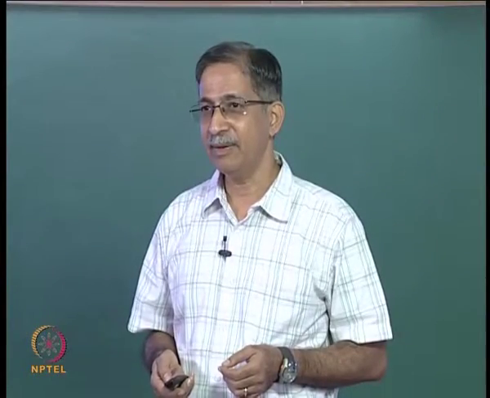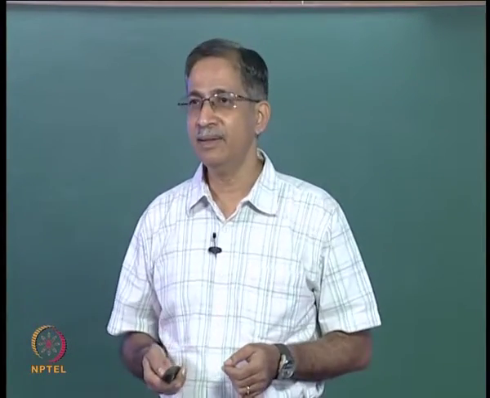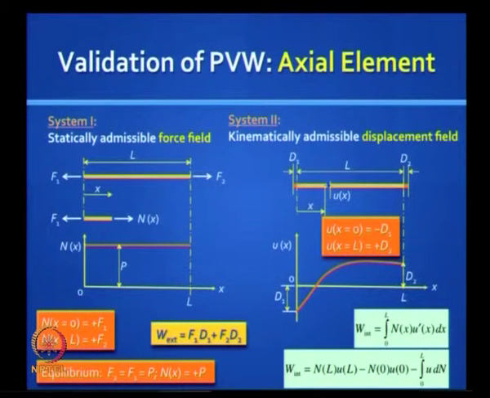If you invoke the expansion of that integral and apply the limit 0 to L, I think you are familiar with this, it will take this form: N(L) u(L) minus N(0) u(0) minus integral u dN. Now, because there is no change in N along the length of this particular bar, that last quantity will vanish, it is equal to 0. If you now apply the boundary conditions of N of L, u of L, N of 0 and u of 0, you will find that you get exactly the same expression as for external virtual work. This is a beautiful validation.